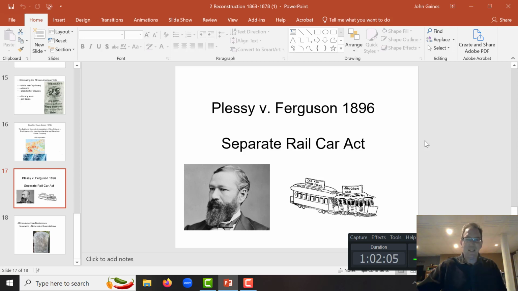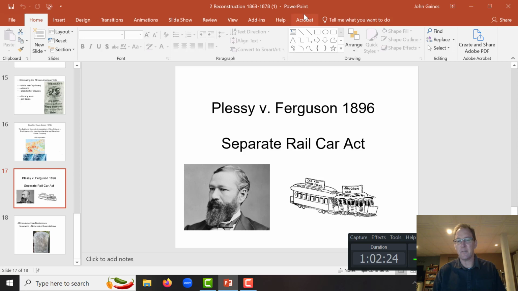We have weird ideas on race. So anyway, they hit up Homer Plessy to challenge the law, and so he buys a ticket for the white car. You buy a ticket for the black car, you buy a ticket for the white car. So he buys a ticket for the white car.